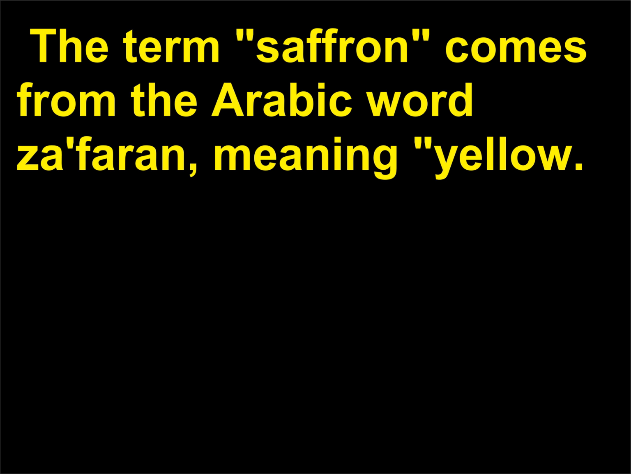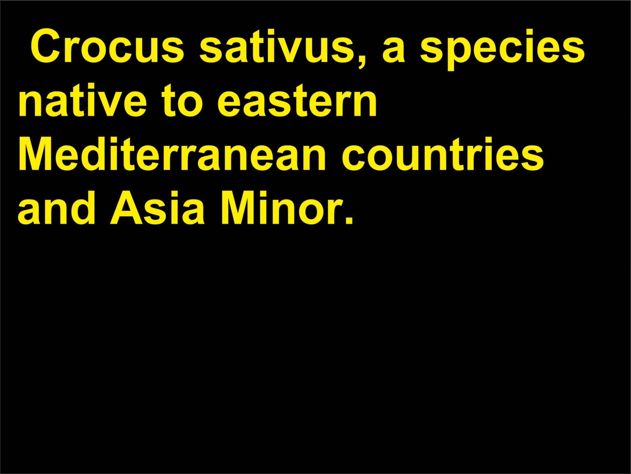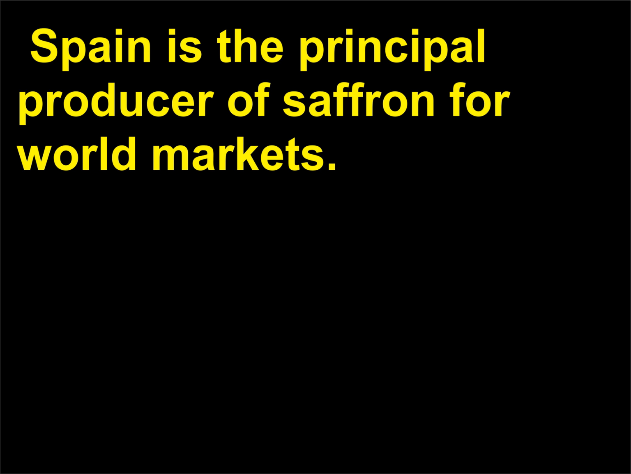The term saffron comes from the Arabic word za'afaran, meaning yellow. The spice is obtained from the delicate stigmas of an autumn crocus, Crocus sativus, a species native to eastern Mediterranean countries and Asia Minor. Spain is the principal producer of saffron for world markets.